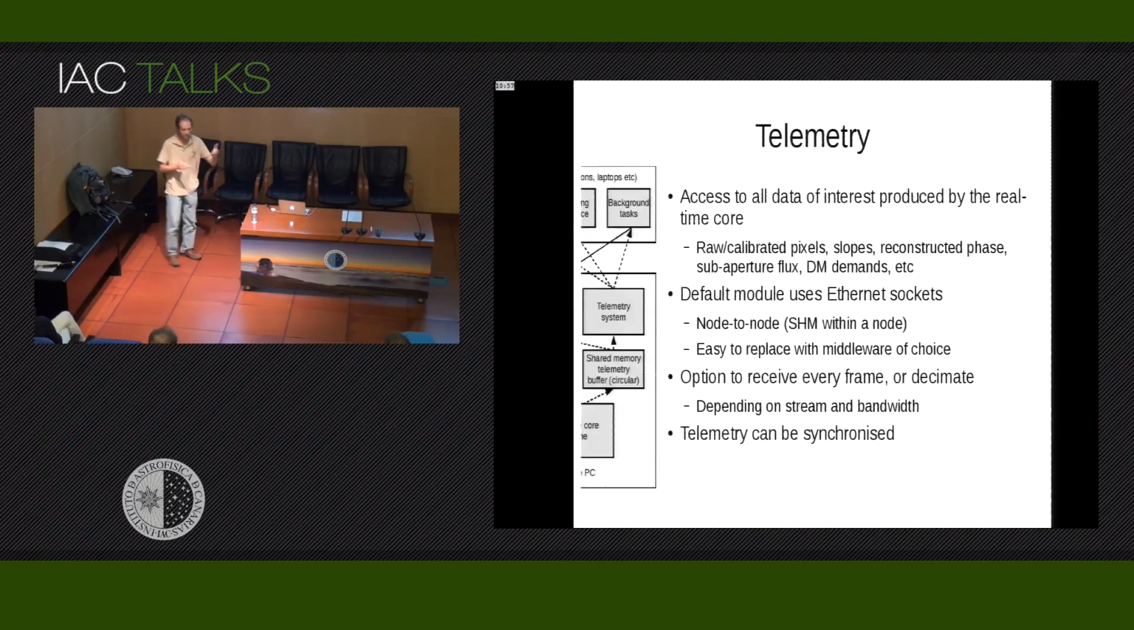There's the option to receive every frame. So if you're doing something with wavefront slopes, you probably want every frame. Or to decimate this data. So if you're looking at your wavefront images on the screen, you only need them at 30 hertz, and your AO system might run at 300 hertz, so you only want every 10 frames, things like that. And it's important that the telemetry can be synchronized. So you can receive, for example, DM demands and wavefront slope at the same time, so that you know exactly what was happening in your system then.